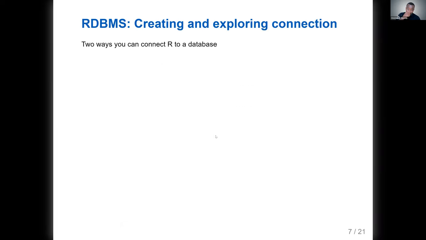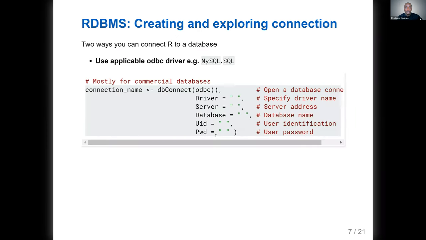So in connecting to a database, there are two ways you can connect, and we are going to go through the two standard ways and see how that works in practice. The first approach is using a standard ODBC driver. ODBC stands for Open Database Connectivity. This is the standard because you can connect to commercial databases as well as open source databases using this approach, just make sure you have a driver installed.